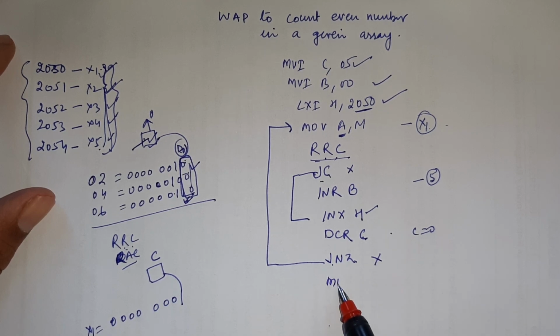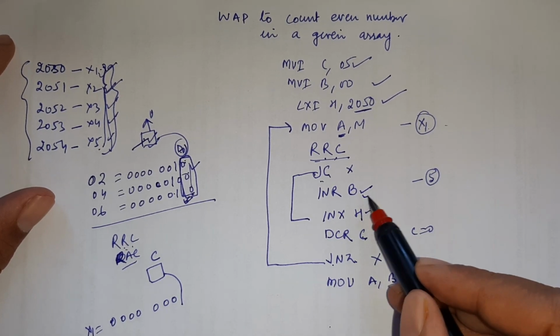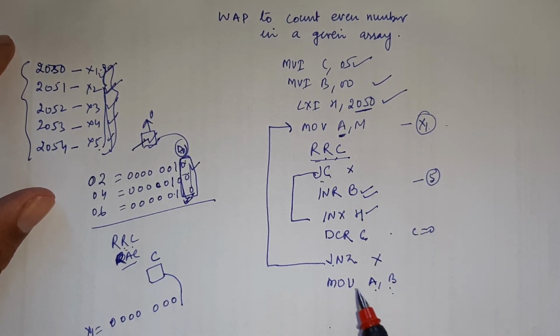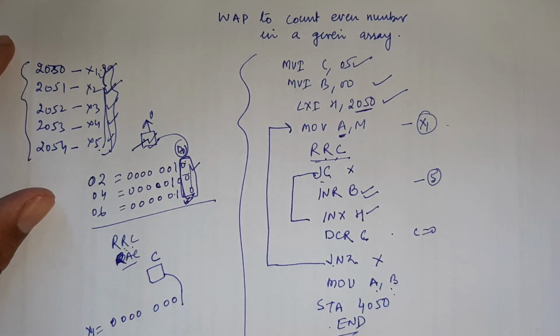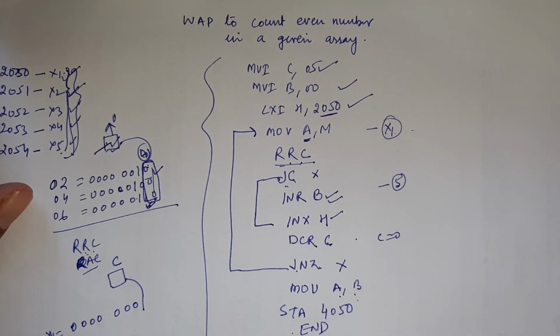Then what you have to do? Move A comma B, and whatever number is stored in B, just shift it into the accumulator and store the output at the location where you want, and end the program. So this is the program. Let me take a simple example.